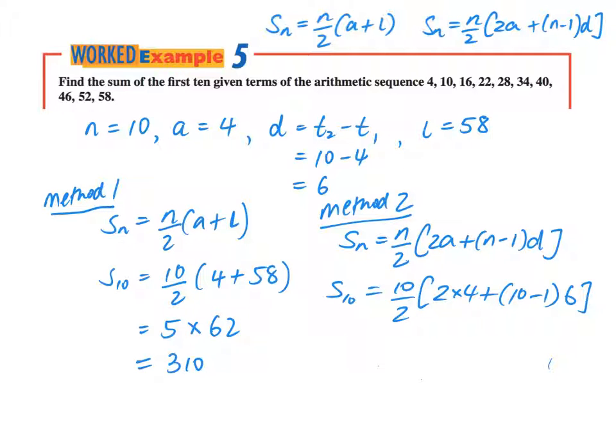So you can see that this particular method is slightly longer than the previous one. So where possible, I would use the first method because it's shorter and because you do have the last term as well. Okay, so this will give us a value of 5 and 8 plus 9 times 6. And after doing a few steps here, we'll have 5 times 62 and end off with a value of 310.